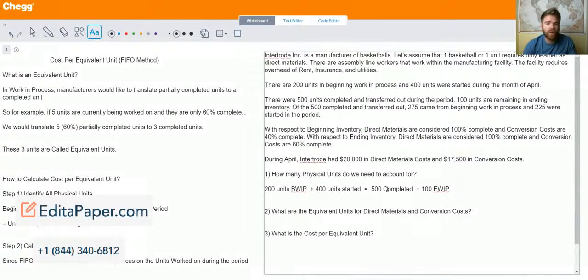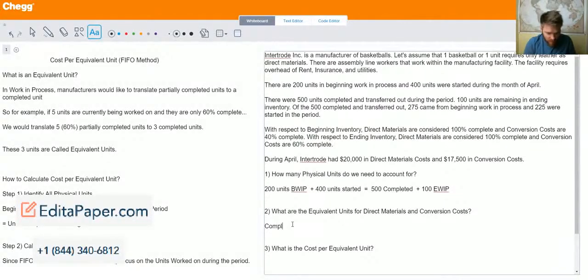Now the next question is, what are the equivalent units for materials and conversion costs? So we're going to go ahead and focus on the right side of the equation here to figure this out. So of the units that were completed and transferred out, it says right here, 100 units were in ending inventory, so that's what's remaining there. But of the 500 that were completed, 275 came from beginning work in process and 225 were started during the period.